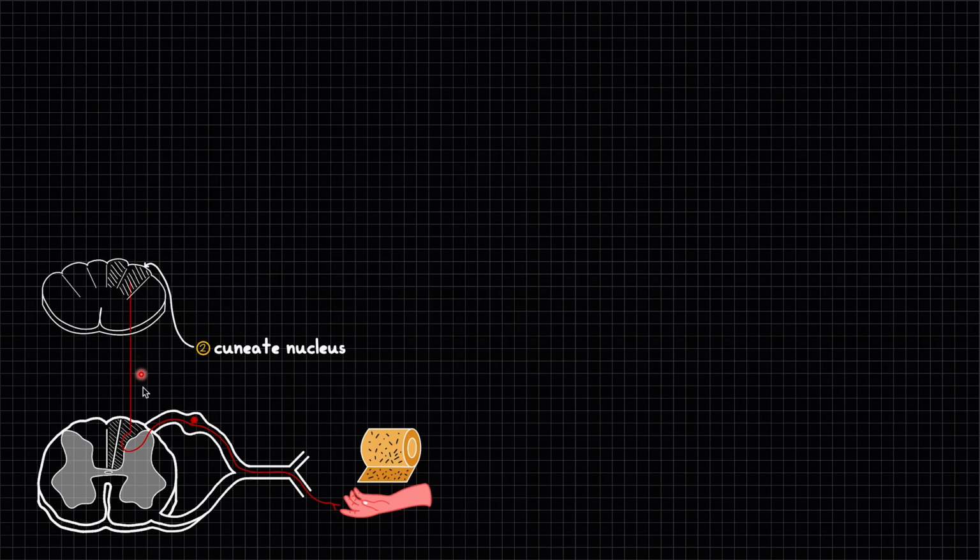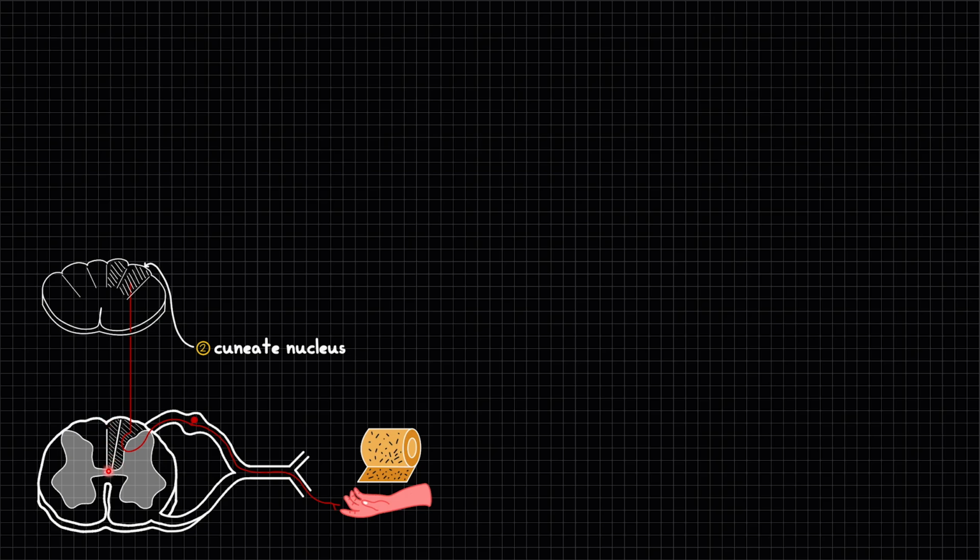So what has my first order neuron done? It has come from my body, my fingertips, gone through the dorsal root of the spinal cord here. Its cell body is located in the dorsal root ganglion. It will project through into this dorsal part of the spinal cord called the dorsal columns, which is made up of the medial gracile fascicle and the lateral cuneate fascicle.